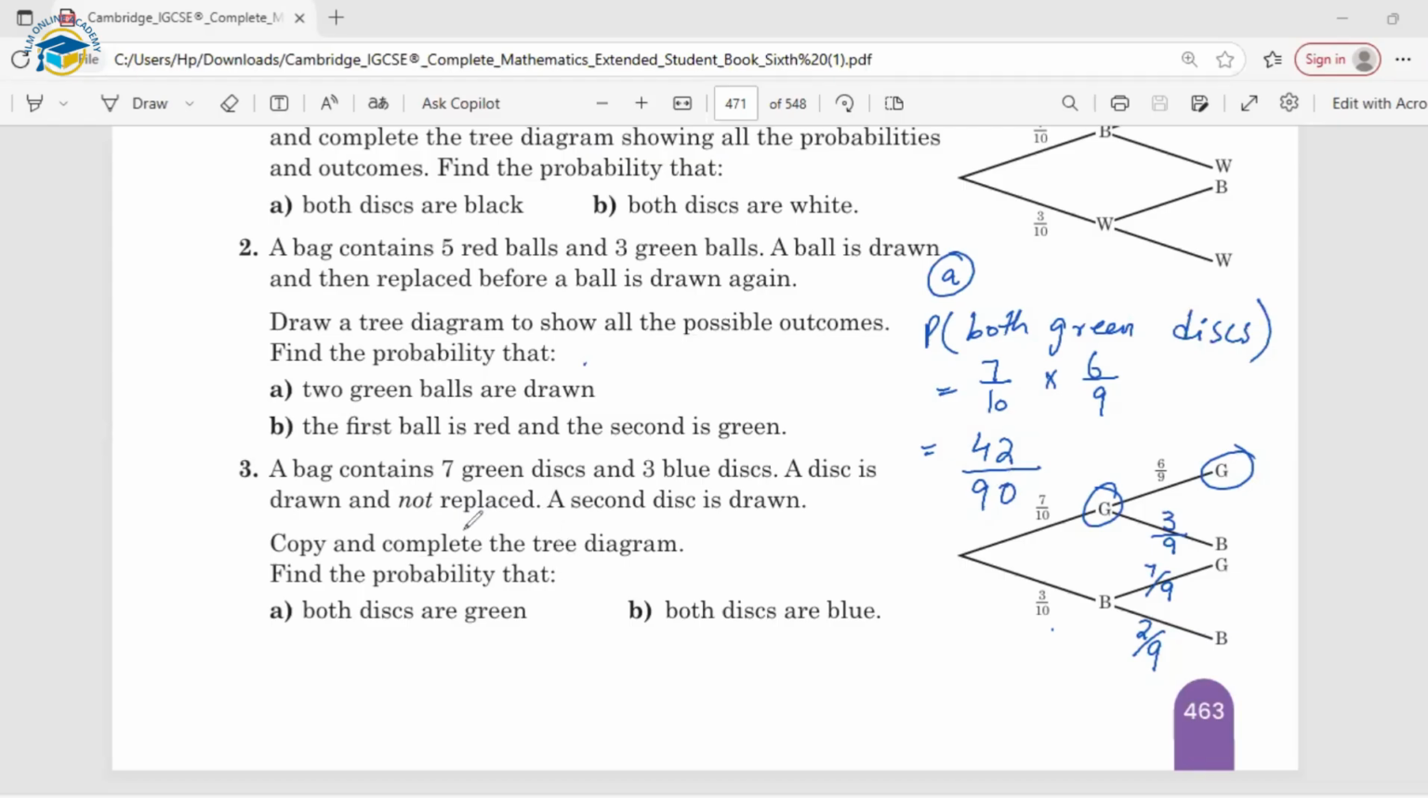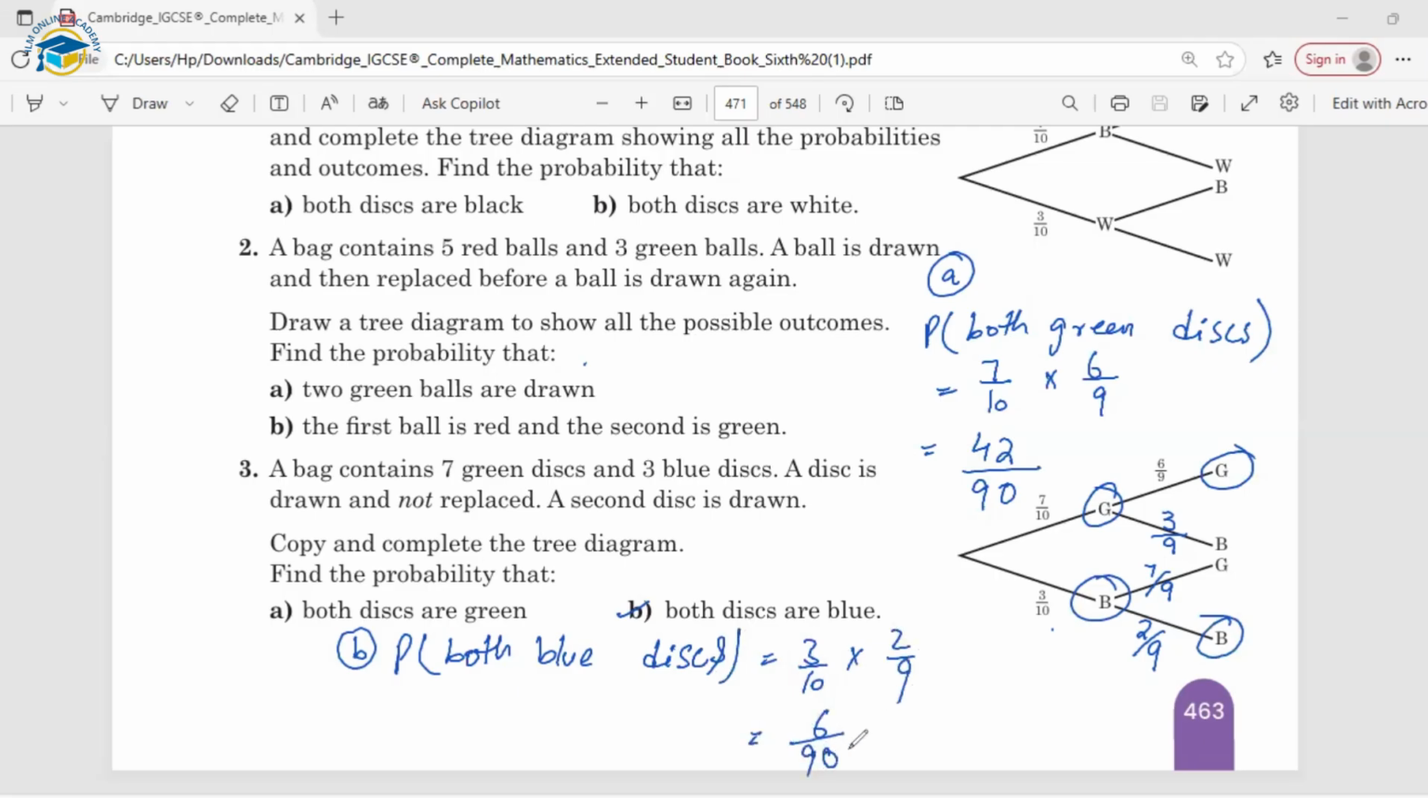Okay, next for the B1, we need both discs to be blue. Probability, both blue discs. So the blue one here and here. For that, 3/10 times 2/9, which is 6/90. So this is the probability that both discs are going to be blue.